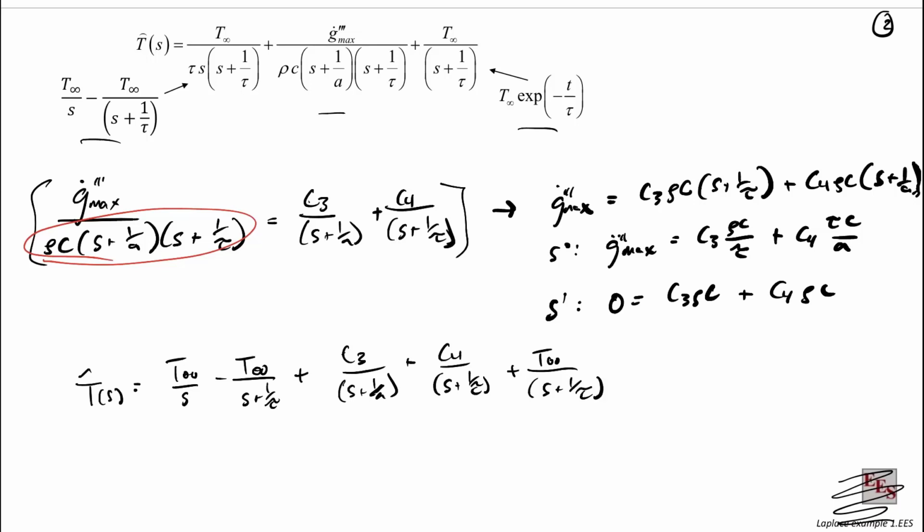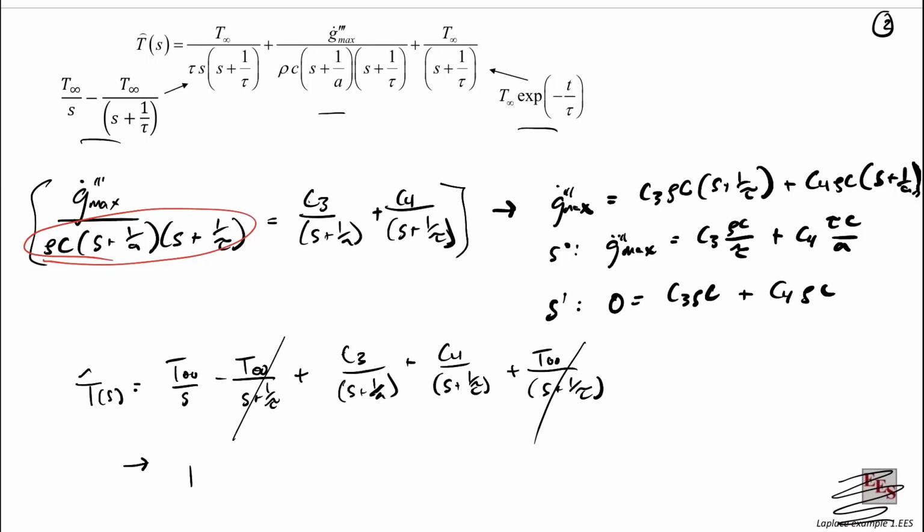Every single one of these, we can now go back to our table and invert them one by one and take them back to the time domain. This is now really easy to do. Actually, if you look at this, the term minus T infinity over S plus 1 over tau and the plus T infinity actually go away. So we're just left with three inverses that we have to do.